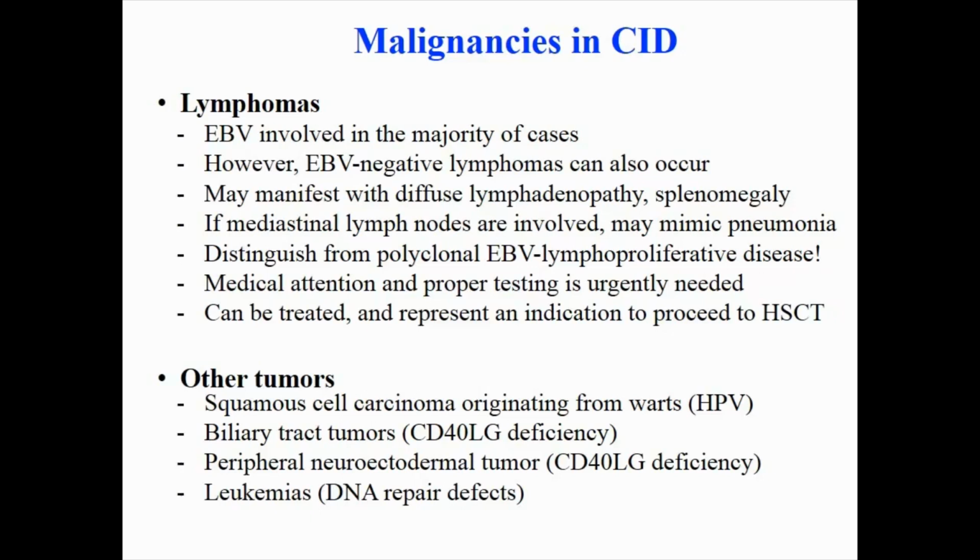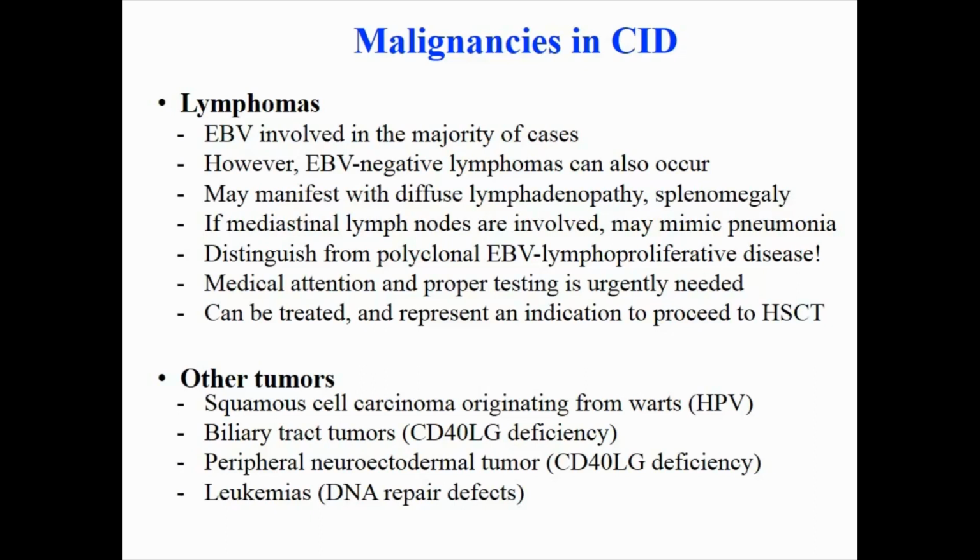It can be treated. If you treat it, it usually requires chemotherapy, and in some cases also some kinds of serotherapy like rituximab. But eventually, if you have a CID and you develop these problems, the most logical thing at that point would be to follow the chemotherapy with appropriate transplantation if possible.